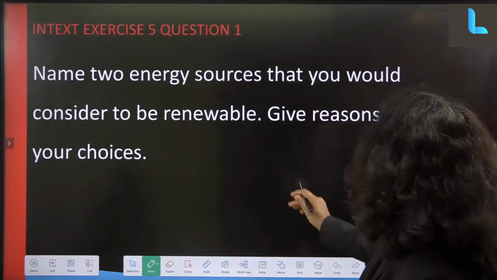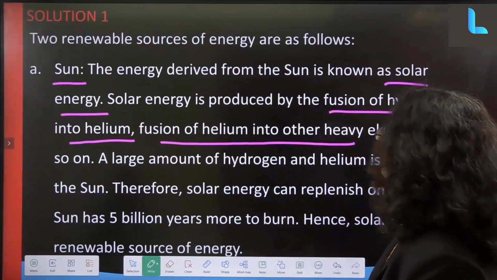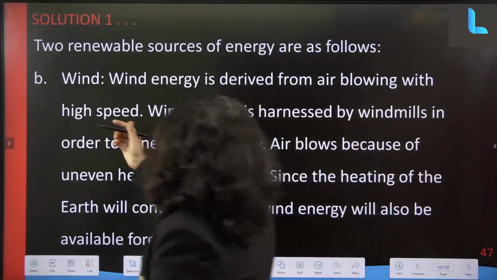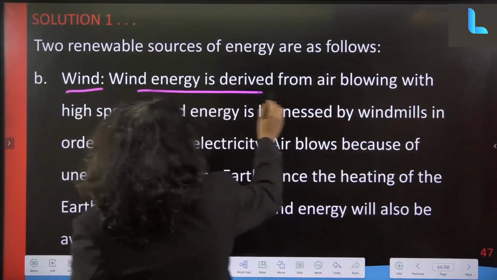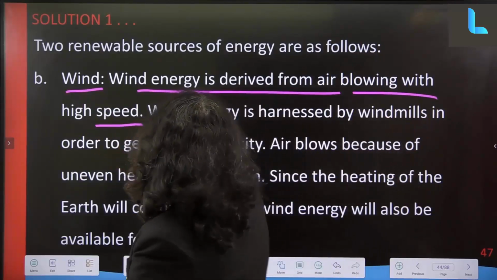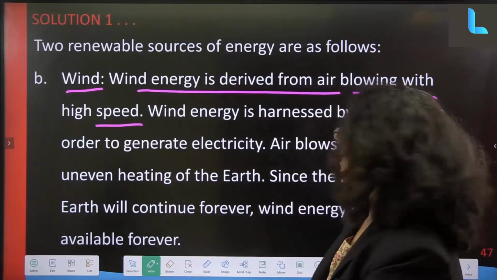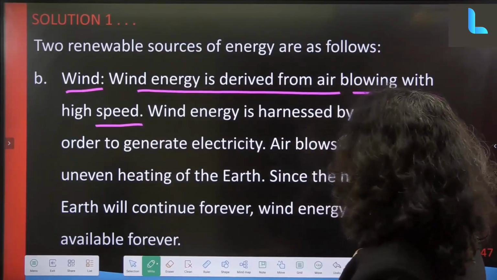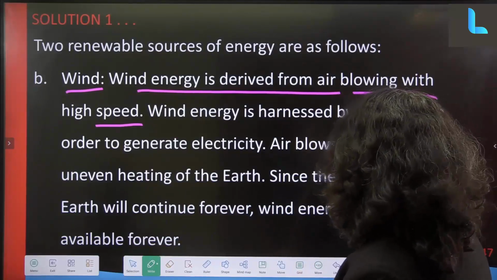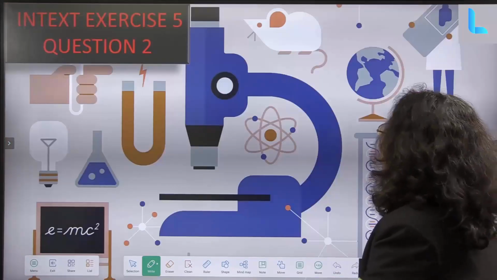Name two energy sources that you would consider as renewable. The first one we have discussed, the sun, and the second one is wind. Wind energy is derived from air blowing at high speed. Wind energy is harnessed by windmills to generate electricity. Air blows because of uneven heating of the earth, and since the heating of the earth will continue forever, wind energy will also be available forever.